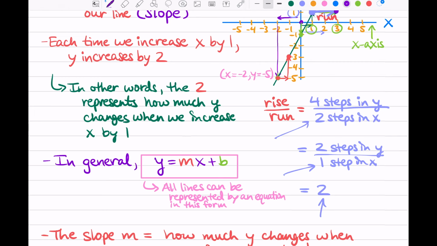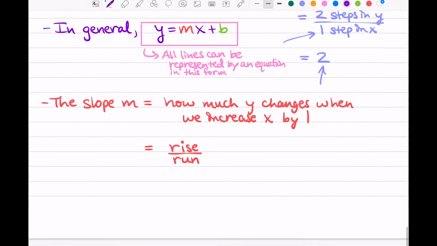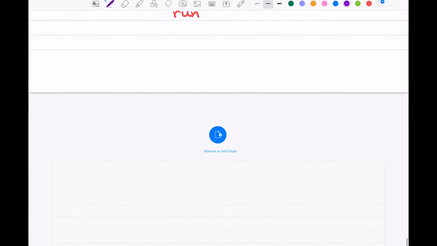So, now that we've gone over this idea, how about we do an example? Oh, an example. We haven't seen one of those in a while. All right. Now that we've learned our idea of a slope, how about we find the slope of the line graphed below?